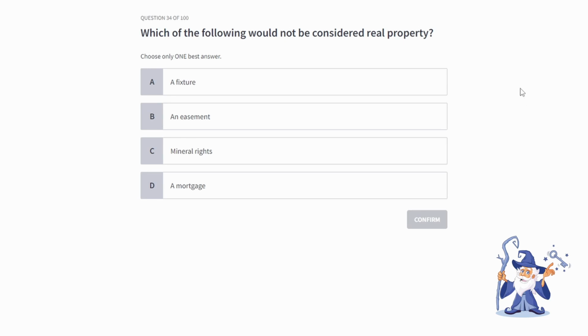Okay, 34. Which of the following would not be considered real property? And it gives us 4 options. A, a fixture, B, an easement, C, mineral rights, or D, a mortgage. So, like always, here's some time for you guys to come up with the answer.